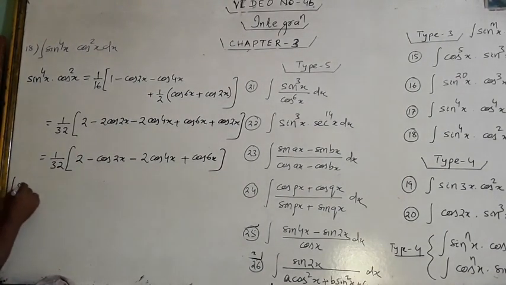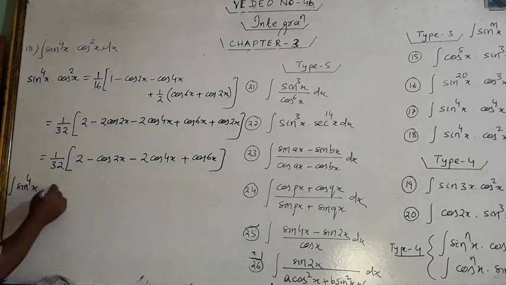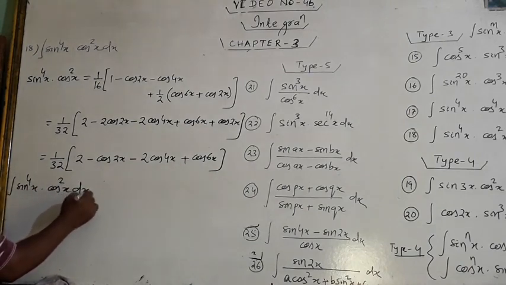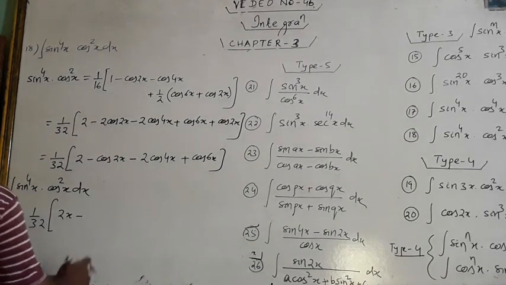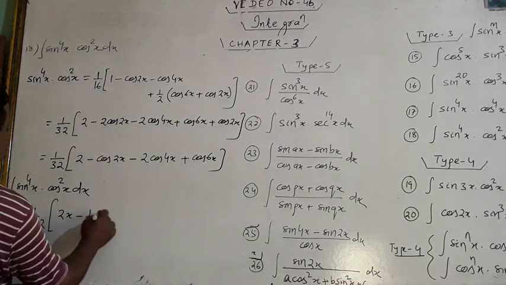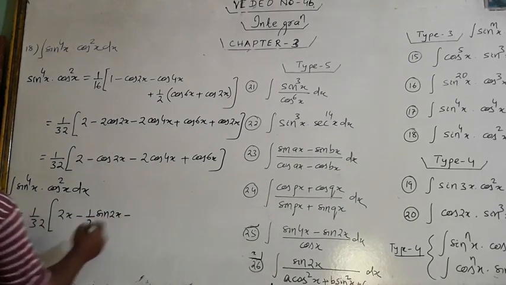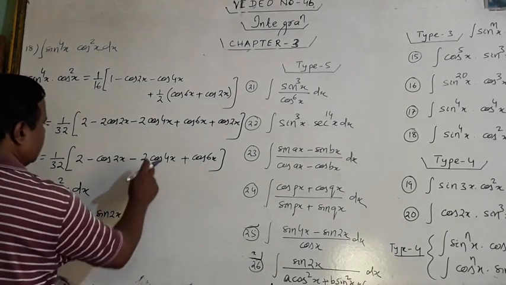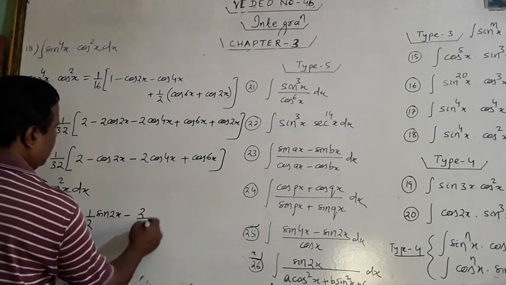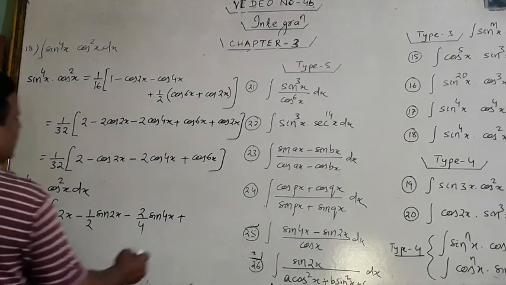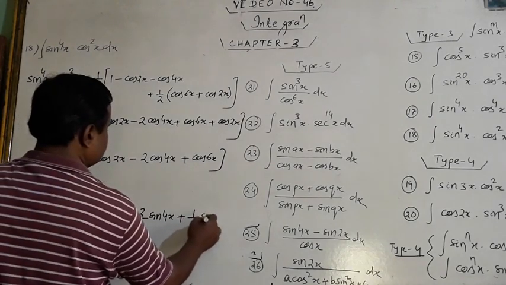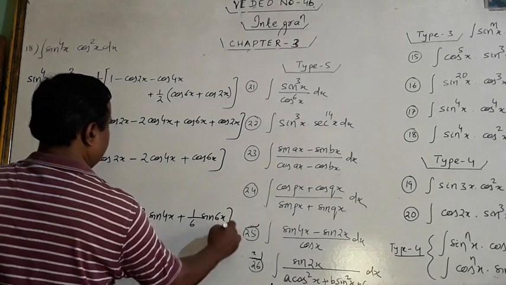Integration of sin^4 x cos^2 x dx. It is 1 by 32. Integration of 2 is what? 2x. Minus, what is integration of cos 2x? It is 1 by 2 sin 2x. Minus 2. What is integration of cos 4x? It is 1 by 4 sin 4x plus its integration is 1 by 6 sin 6x plus c.